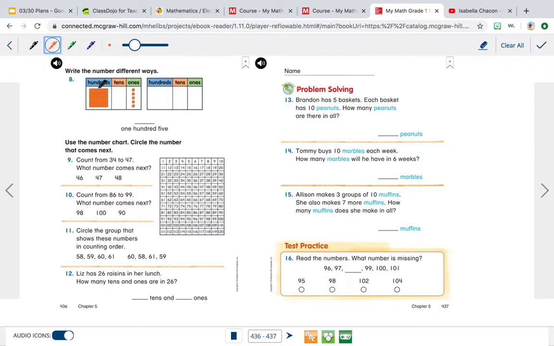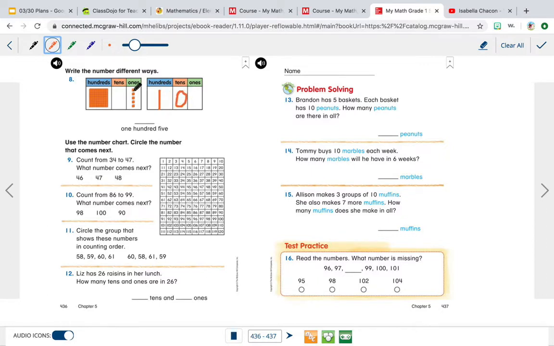Here we have 100 and a few ones. So let's do the hundreds first. We have 100 block here, so I'm going to write a 1. Then we have no tens here, no 10 blocks. So I'm going to write a 0.